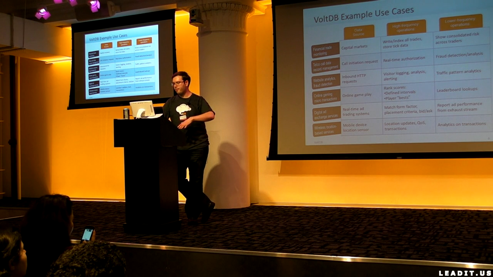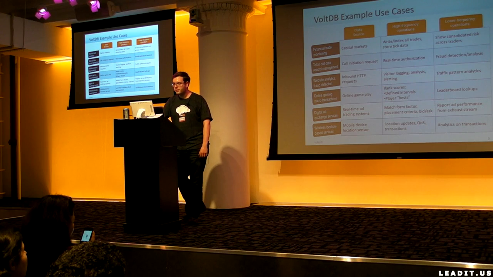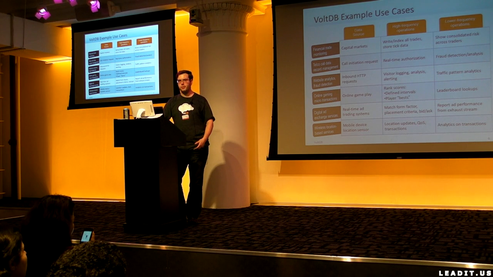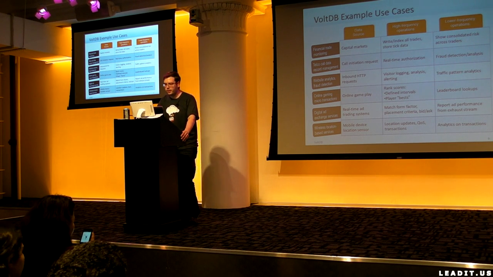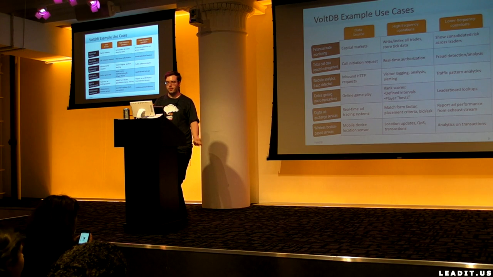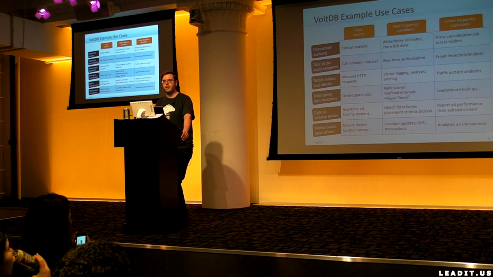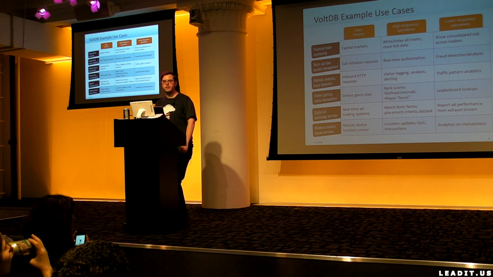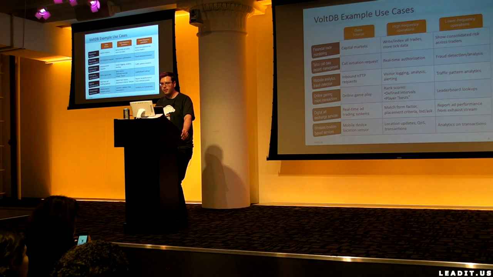In the second column, we have a list of what the high-frequency operations are. So this is Volt's sweet spot. The thing that we do that's unique is that we can support millions of transactions per second, but complex transactions. So you can have something like real-time authorization, have your arbitrary application logic, and it's all done inside the database. There's no back and forth between the client and server.